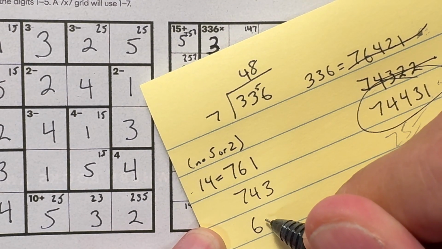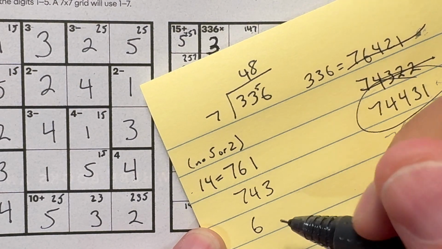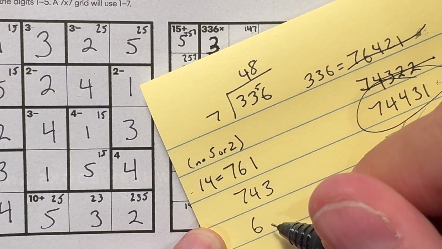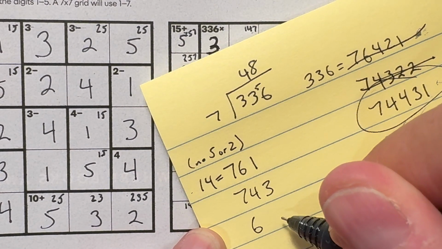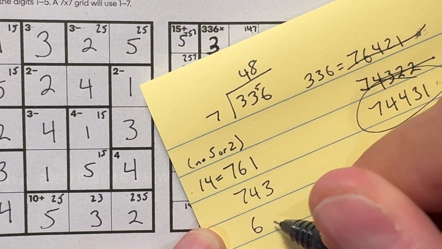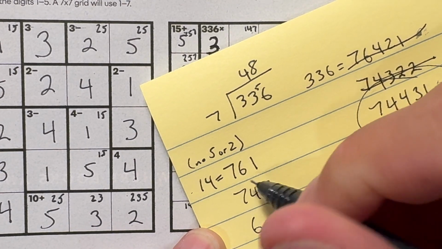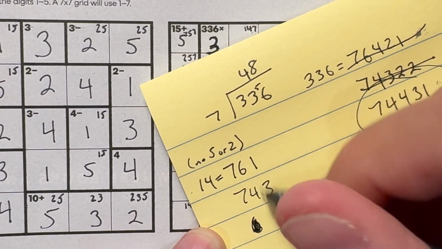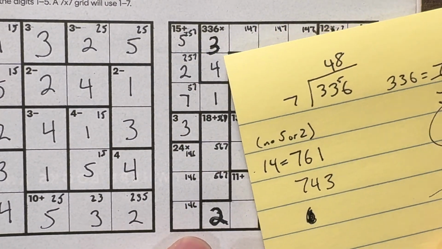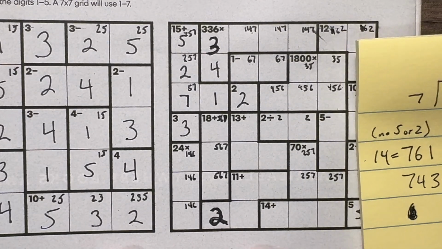6, can't do 5, 3. Can't do 4, 4. Can't do 6, 2. I guess 6, 7, 1, but it's the same. All right. So it's just these. That means there's a 7 in there no matter what.